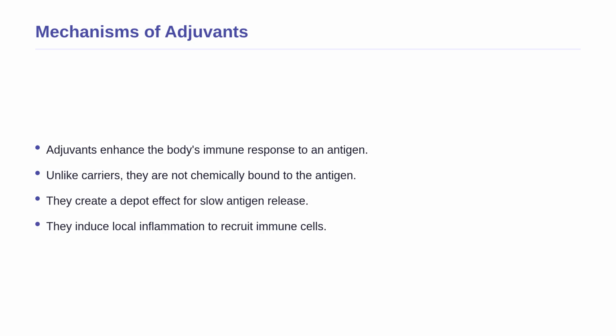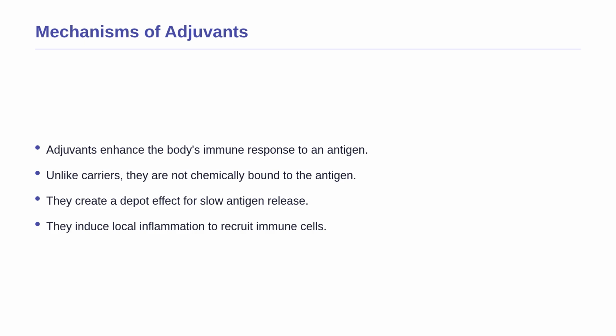Now that we understand the purpose of an adjuvant, let us look at how it actually works inside the body. Formally, an adjuvant is a pharmacological agent that modifies and enhances the immune response. It is crucial to note a major difference here. Unlike a carrier protein for a hapten, an adjuvant is not chemically bound to the antigen. They are simply mixed together in the vaccine formulation.